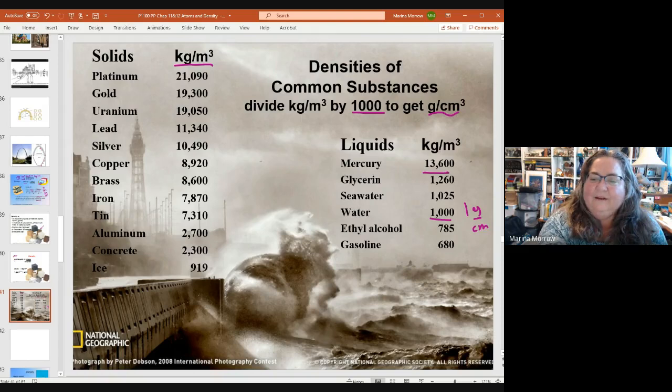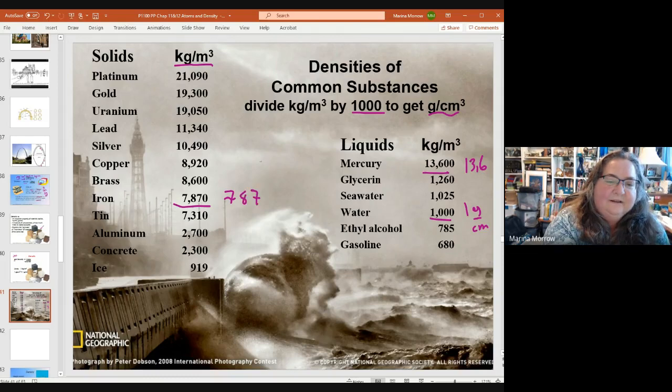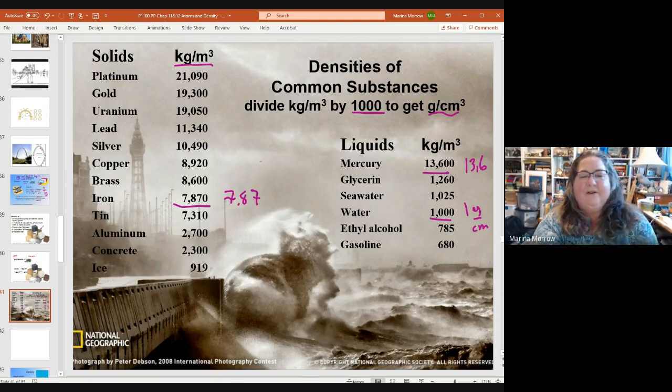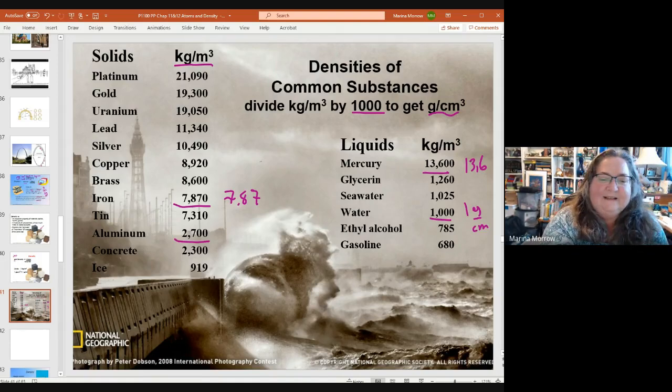And mercury would be 13.6. And over here in our solids, iron is 7.87 grams per centimeter cubed. And you can see how aluminum is much less dense at 2.7. And you can also see how lead is much more dense at 11.3.